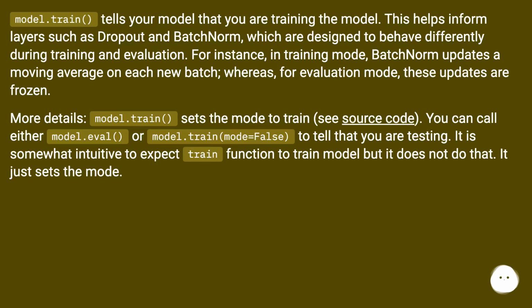More details. Model.train sets the mode to train. See the source code. You can call either model.eval or model.train(mode=False) to tell that you are testing. It is somewhat intuitive to expect the train function to train the model, but it does not do that. It just sets the mode.